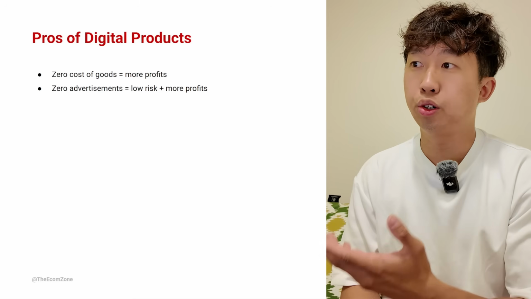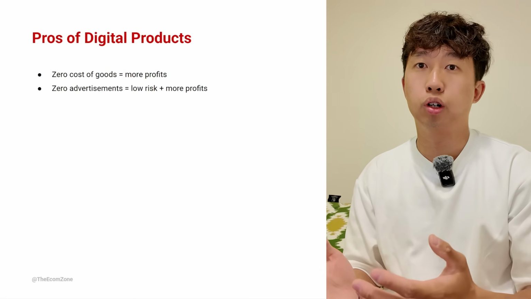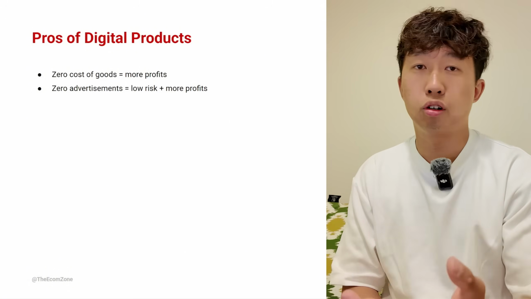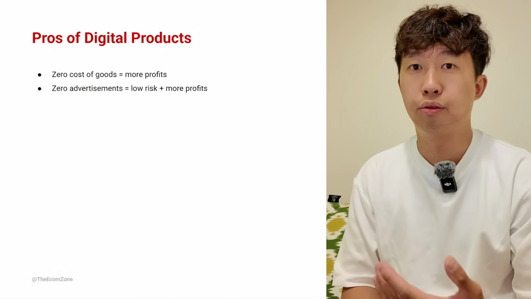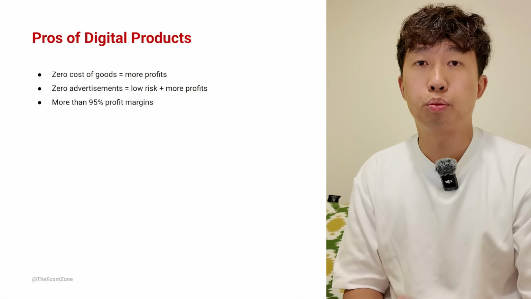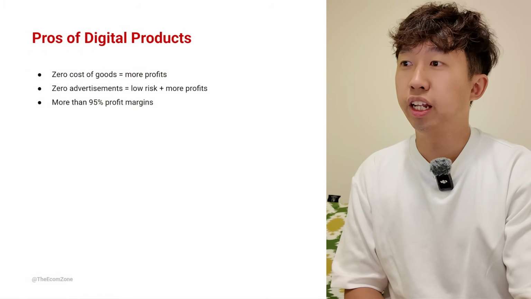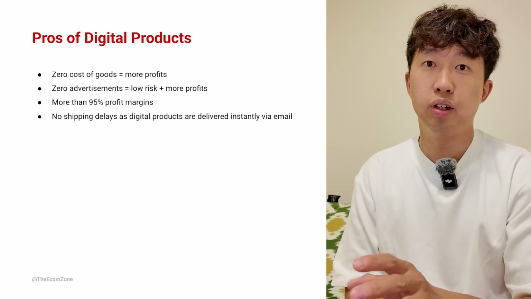So yes, there's zero advertisement. I don't run any ads for my digital products. They just sell organically. So there's low risk and more profits. With dropshipping, you run ads from the get-go, so there's a lot of risk and a lot of upfront costs. More than 95% of your sales is going to be your profit margins, and that is the best thing about digital products. The next one is no shipping delays, as digital products are delivered instantly via email.